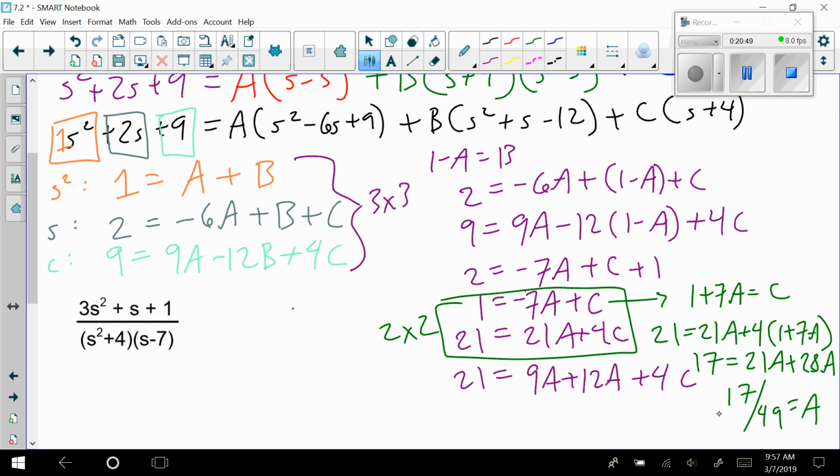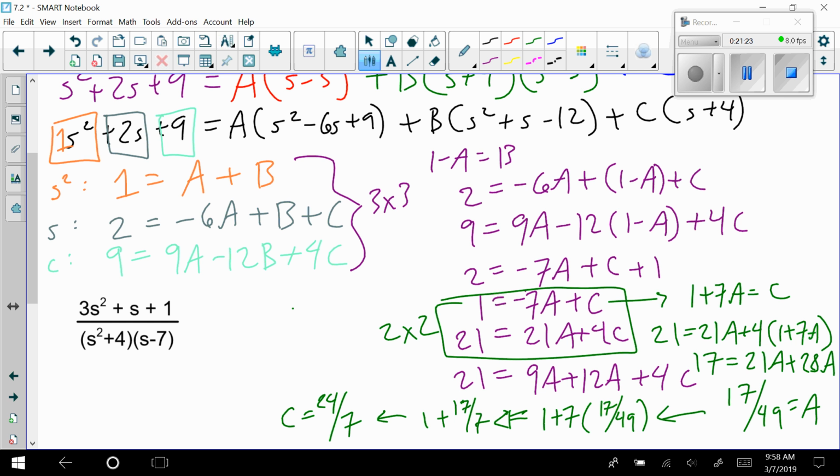And now we're unraveling, right? Which implies that 1 plus 7 times 17 over 49 equals my c, which would be what? 1 plus, the 7's cancel, so that's 17 sevenths, which means that c would be equal to 24 sevenths.